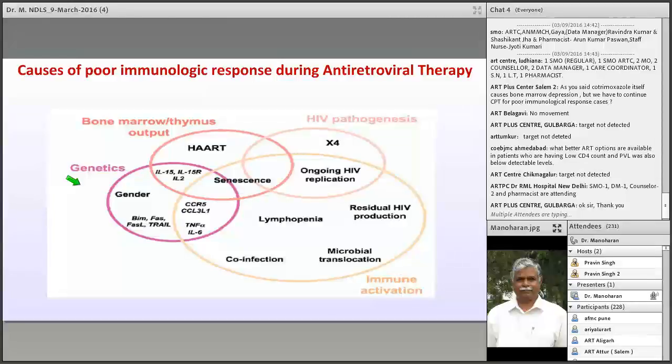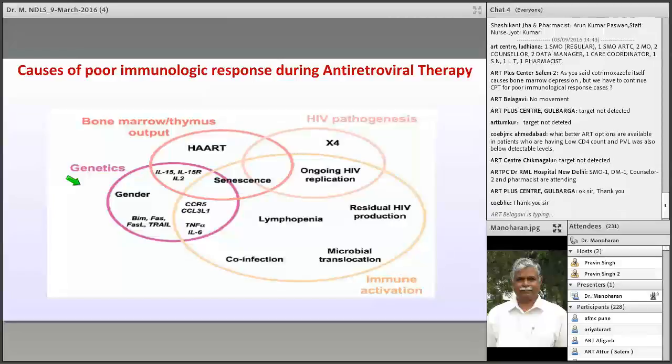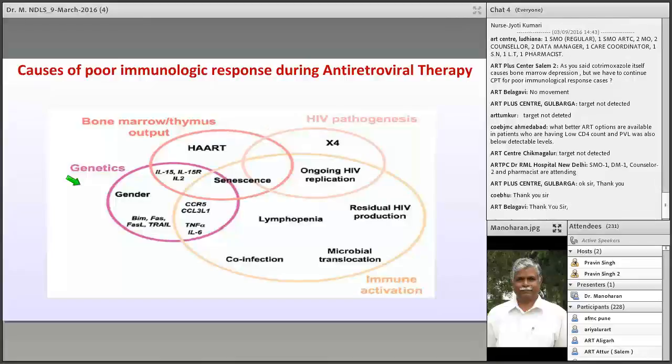But you try to find out whether this cotrimoxazole is responsible for the bone marrow suppression in that particular individual. If it is so, then we have to stop cotrimoxazole and give another drug to prevent opportunistic infections. But in a case where the CD4 count increases to more than 250 or 300, there is no need to put immunological non-responders on cotrimoxazole prophylaxis. Hope I have answered your questions.